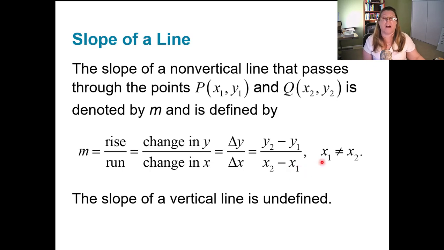If our x values are exactly the same, meaning we have a vertical line, that means x2 minus x1 is 0. And you know, when we have a fraction with the denominator of 0, it is undefined. So the slope technically of a vertical line has a 0 denominator, and that is undefined.